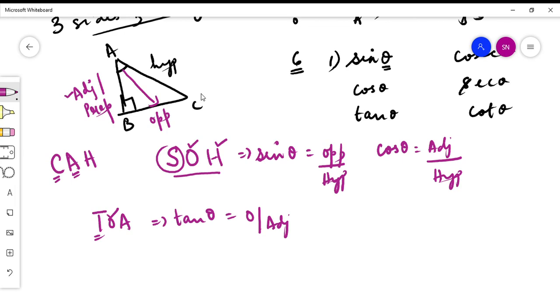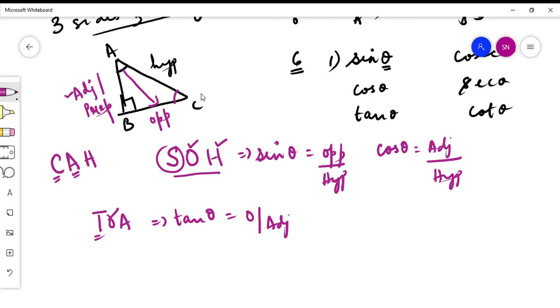Similarly, with reference angle C also we can find out the same trigonometric ratios, the same format, but what happens is the opposite side will be your AB side and the adjacent side will change from AB to BC. Okay, so we have finished with sine, cos and tan.